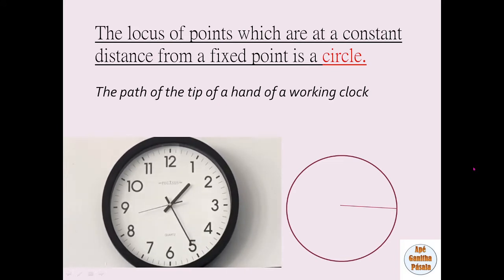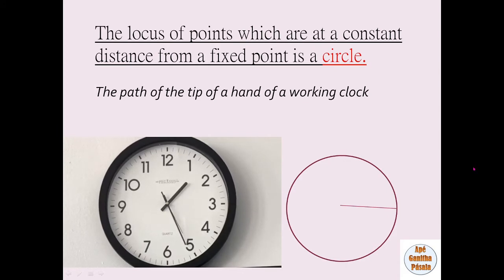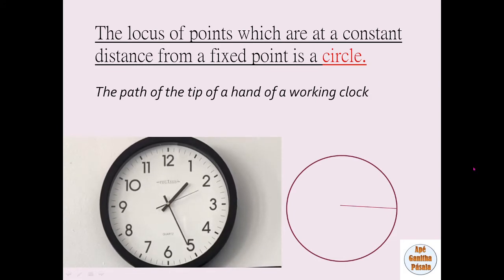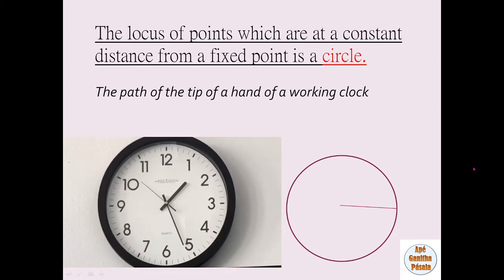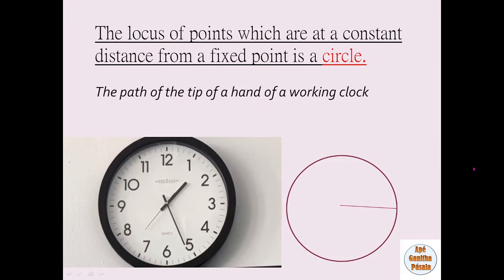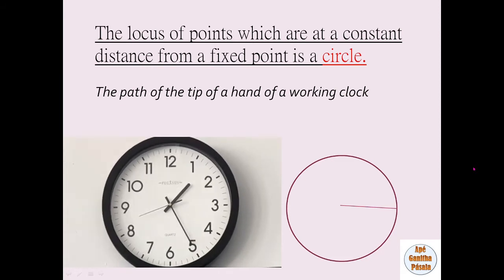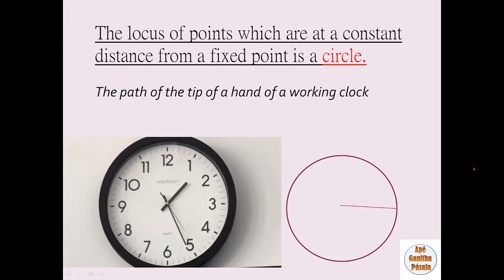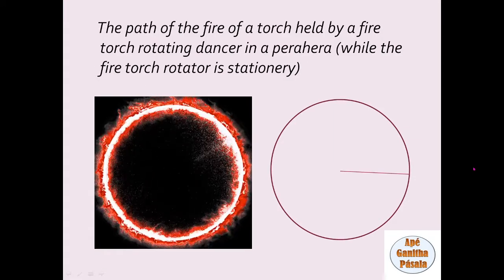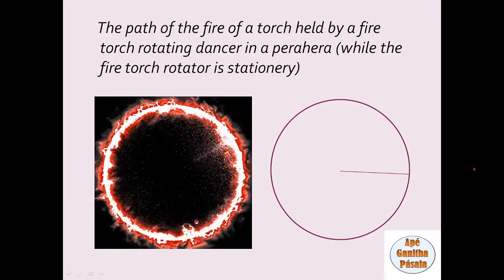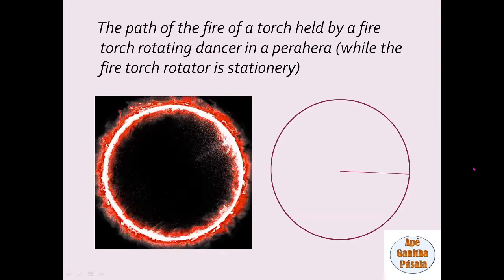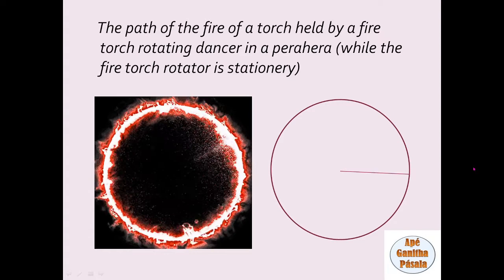If we take an example, think about the tip of the hour hand or minute hand or the seconds hand of the clock. Think about this moving seconds hand. The tip of the seconds hand moves along a path of a circle. The path of the tip of the seconds hand of the clock is a circle. If we think about another example, the path of the fire of a torch held by a fire torch rotating dancer in a perahera is a circle.